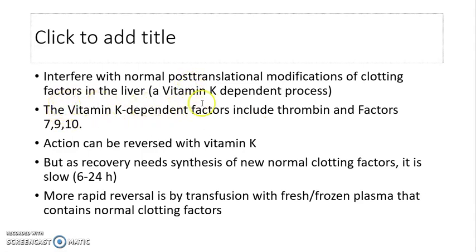And so as it is a vitamin K dependent process, the action of warfarin can be reversed by giving vitamin K. However, this is a slow process, taking about 6 to 24 hours. And to get a more rapid reversal of the bleeding caused by warfarin, we have to transfuse with fresh or frozen plasma that contains normal clotting factors, okay, especially 2, 7, 9, 10.